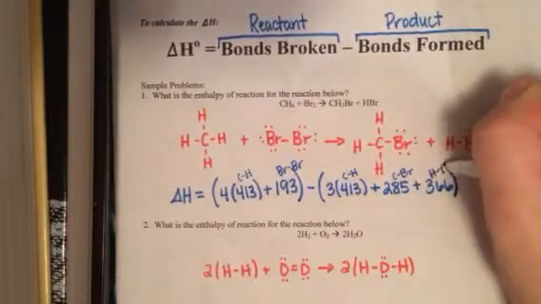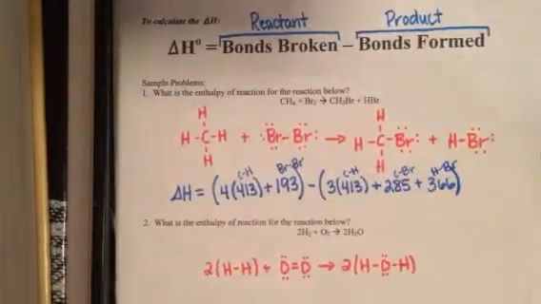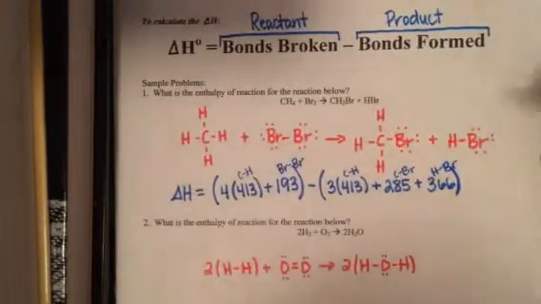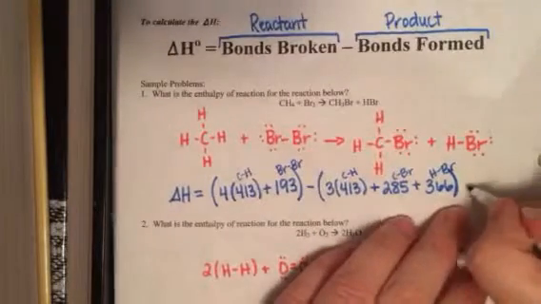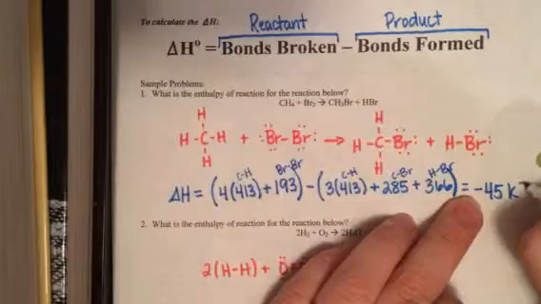This was the hydrogen-bromine. You don't have to do those notations I just put on the top, but if you want to, just to make sure you're accounting for everything, then that's fine. So if we plug all of that into our calculator, we will get a final answer of negative 45 kilojoules.